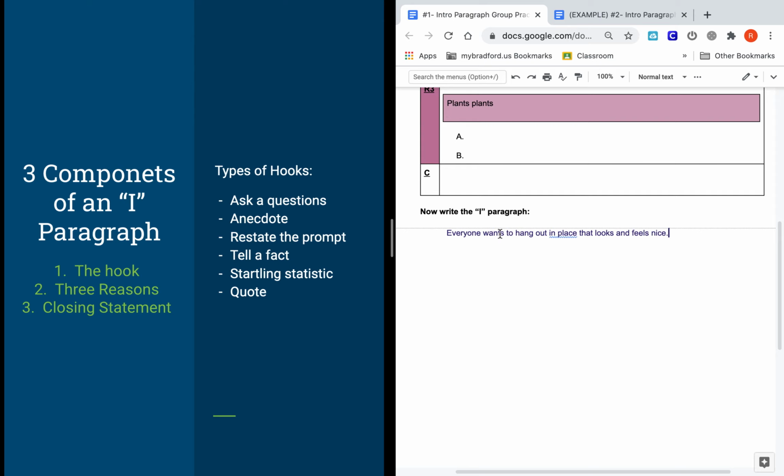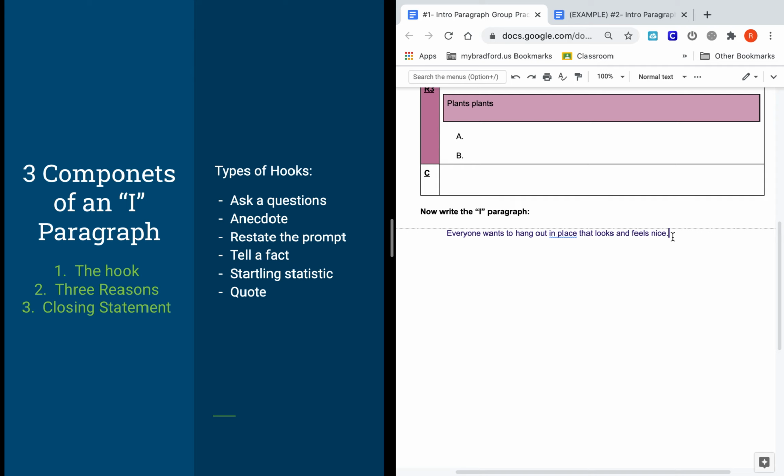So I'm going to say everyone wants to hang out in places that look and feel nice. I think that's true. It doesn't really have to be proven. I don't have a quote here, but I think generally everybody likes to be in places that look and feel nice. So my next sentence is going to be the three reasons.